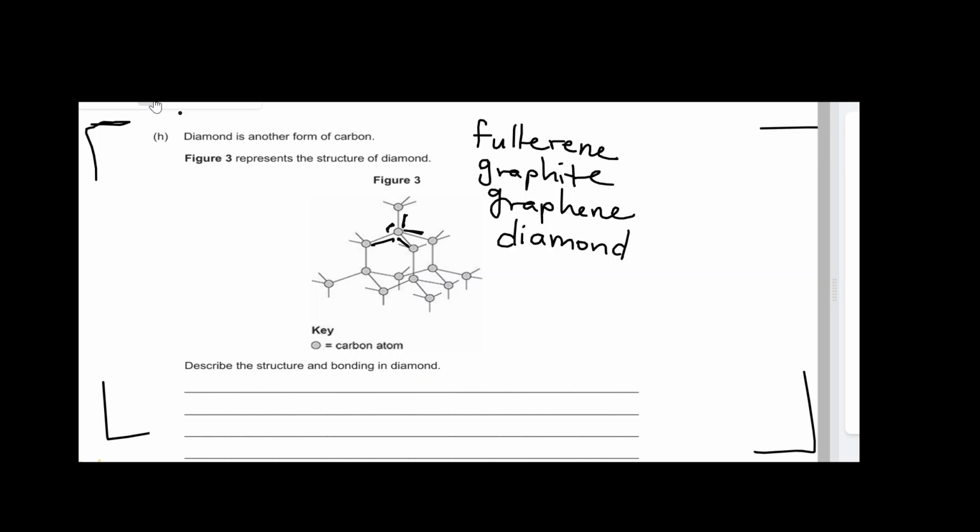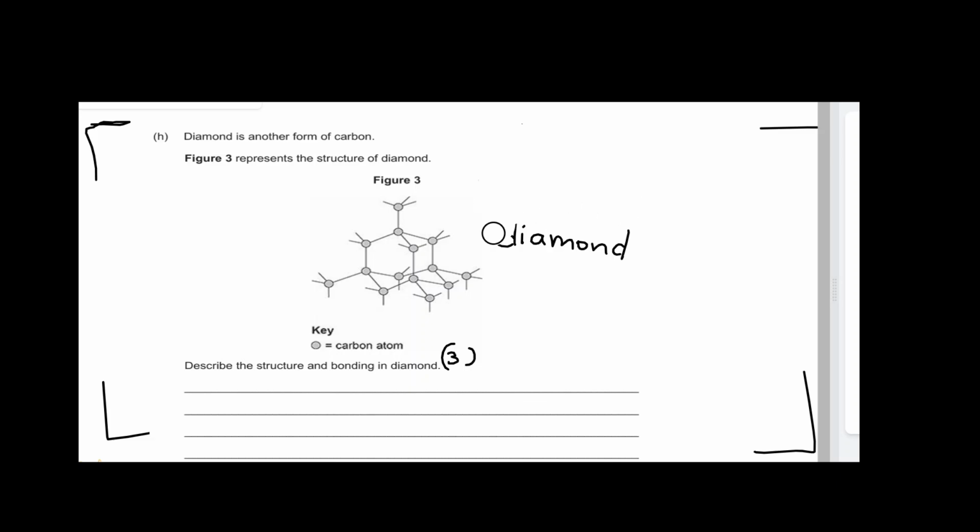Okay, so now let's move on to the actual question. The question says, describe the structure and bonding in diamond. Remember that these are 3 marks questions. So basically, they expect 3 important points from you because this is 3 marks. So I'm just going to rub this off and then I'll write out the 3 points that are expected.